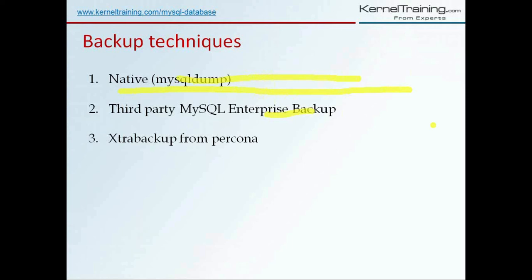Cold backup, we need to shut down the entire system. We take the backup at the files level. We can copy those files onto another system, restore those, and we are good to go. But in practical scenarios, whether it is a development system, production or testing, DBAs are not allowed to shut down the system. So we have to have techniques for hot backups, right?